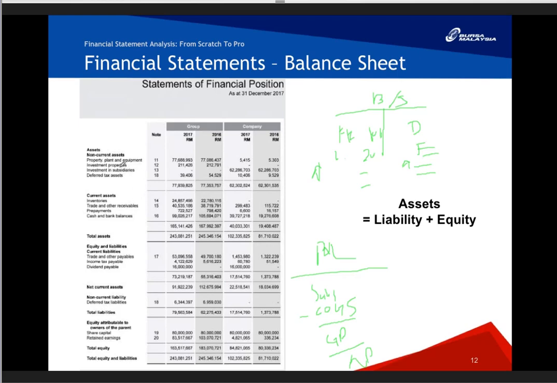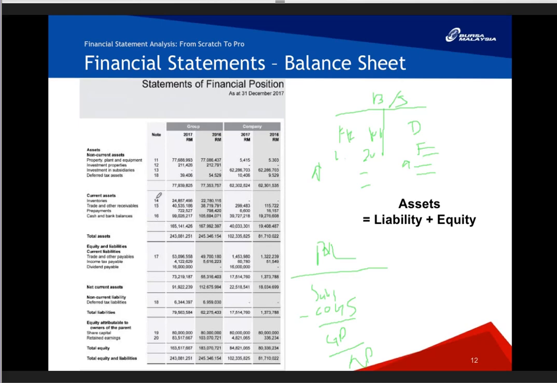Assets, and then under assets you have fixed assets and current assets, followed by current liabilities, and then the long-term liabilities. Long-term liabilities, they also call it non-current liabilities. And then you have the equities. So this comprises the balance sheet.